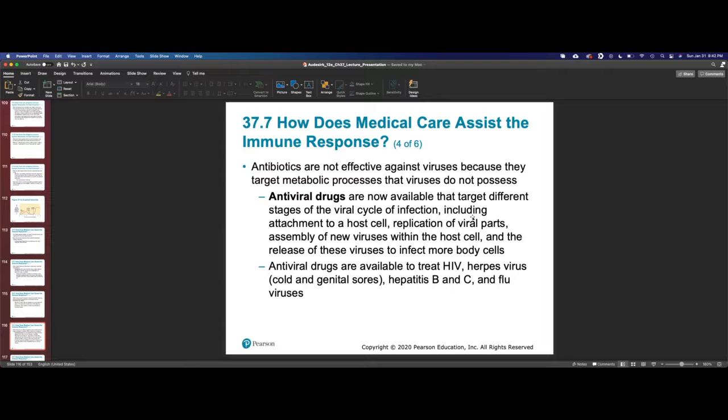For instance, you have the flu vaccine. It's not really treating it. It's a preventative measure, but you do have, I think, trademarked Tamiflu. It can actually reduce the longevity of your illness if you take it early enough in the infection cycle.